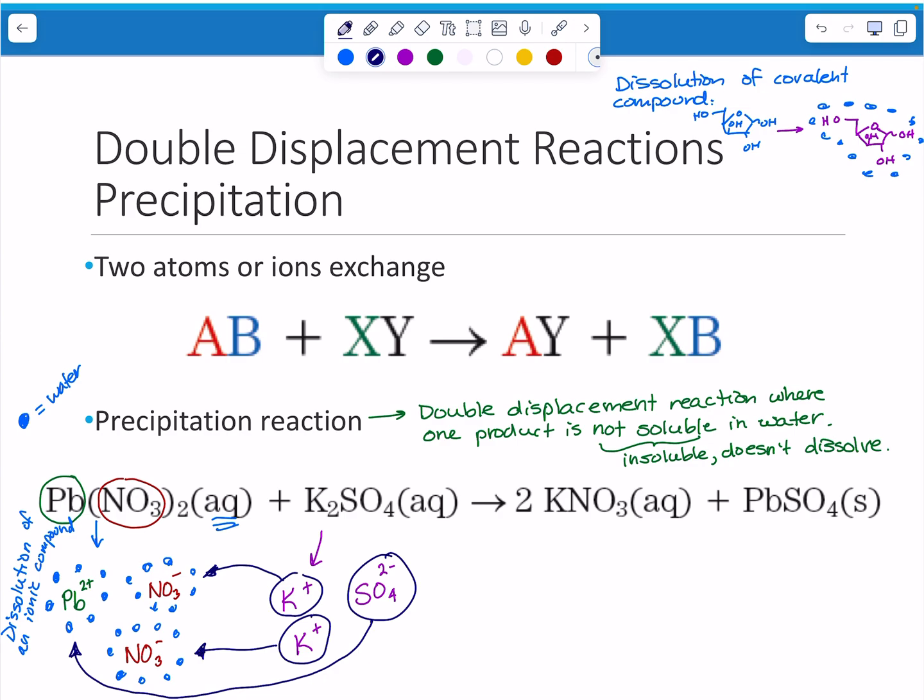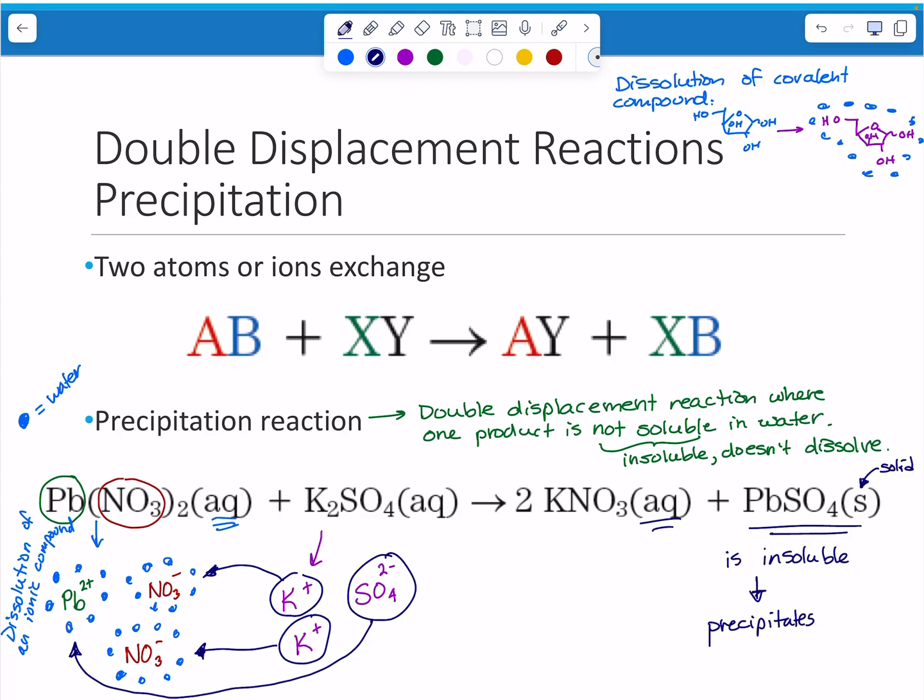And one of those compounds, okay, in this case is going to be soluble. It's going to remain in solution. So that means that the potassium and the nitrate ions stay looking like this. They stay surrounded by water molecules, okay? And then the lead sulfate, okay, because we have the solid there, okay, that is insoluble, and it forms what we call a precipitate. And we say it precipitates out of solution.